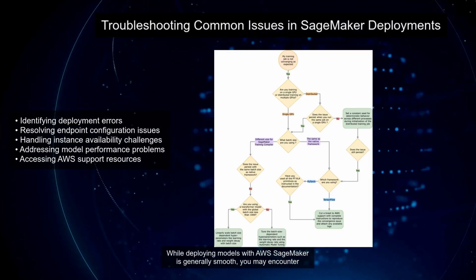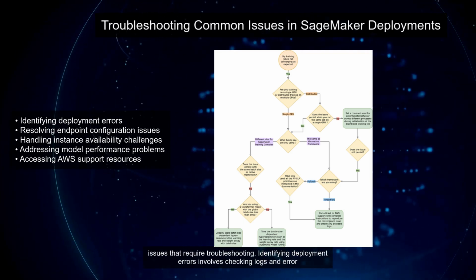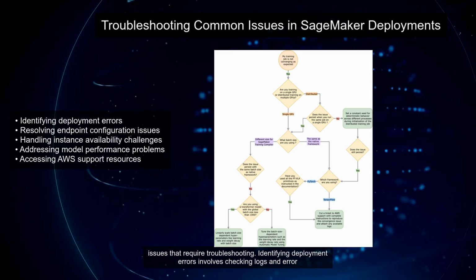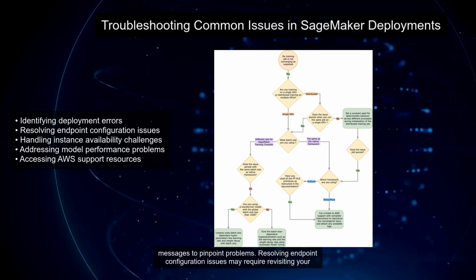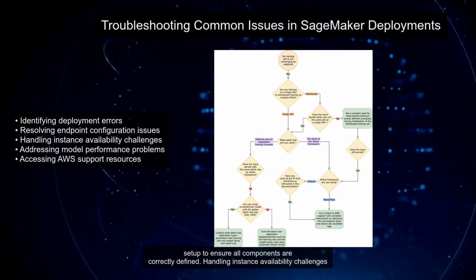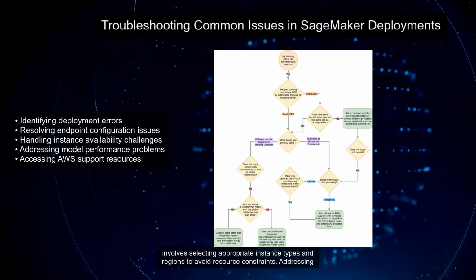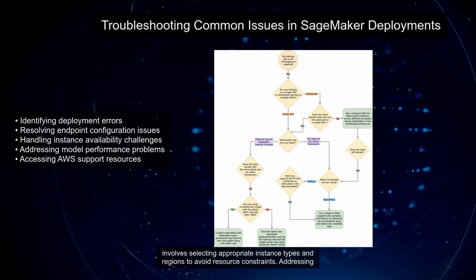While deploying models with AWS SageMaker is generally smooth, you may encounter issues that require troubleshooting. Identifying deployment errors involves checking logs and error messages to pinpoint problems. Resolving endpoint configuration issues may require revisiting your setup to ensure all components are correctly defined. Handling instance availability challenges involves selecting appropriate instance types and regions to avoid resource constraints.